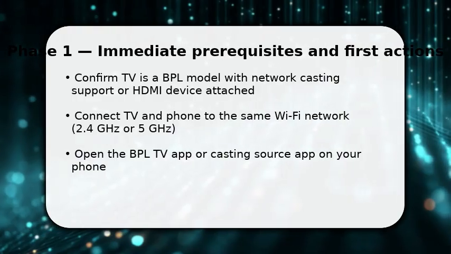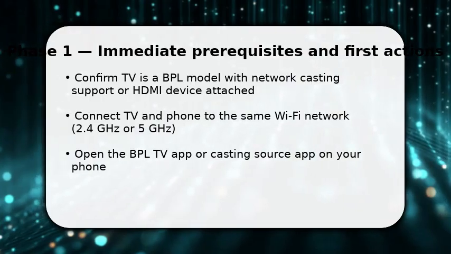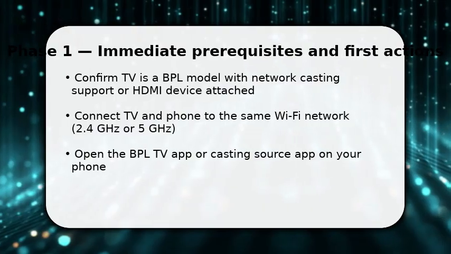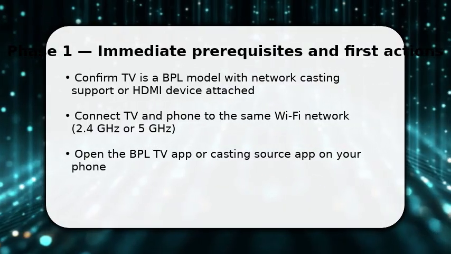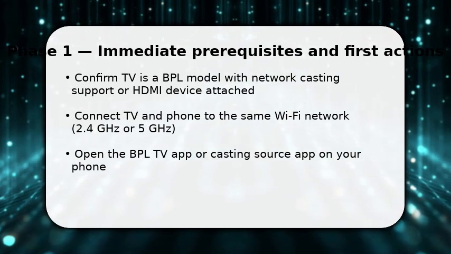Once done, enable any built-in casting feature on the TV. If none exists, plug in a compatible HDMI casting dongle and set the TV input. Finally, grant the app permissions to access the local network and media files so discovery will work.